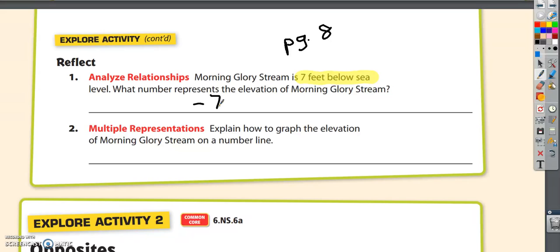Next question. Explain how to graph the elevation of Morning Glory Stream on a number line. Well, what we should have learned from before was the positive numbers were always to the right of 0. The negative numbers are to the left of 0. So how I would graph negative 7 would be 7 spaces, or 7 spots, to the left of 0.